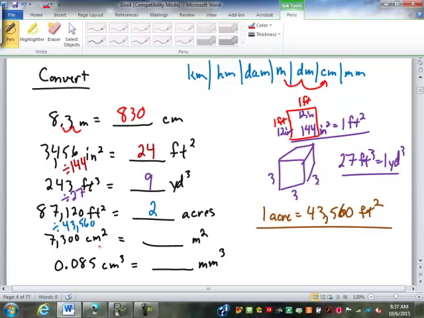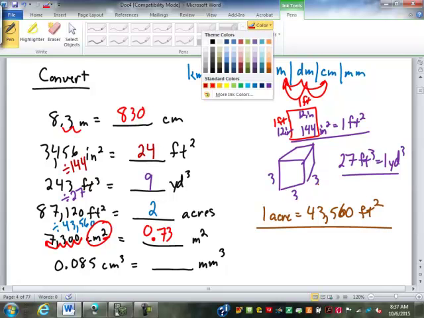Next, 7,300 centimeters squared into meters squared. Centimeters to meters is 2 spots to the left. What do I do to my decimal point? 2 spots to the left. I go 4 spots to the left. Why is it 4 spots instead of 2? Because it is squared, and because it's squared, we double it. 2 spots for every spot on the chart.